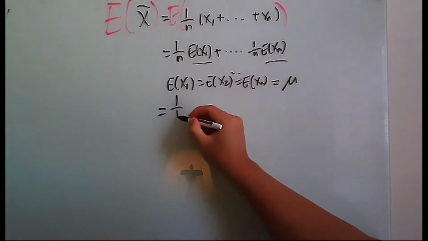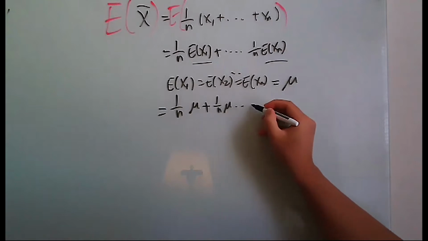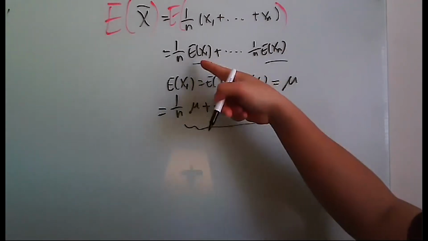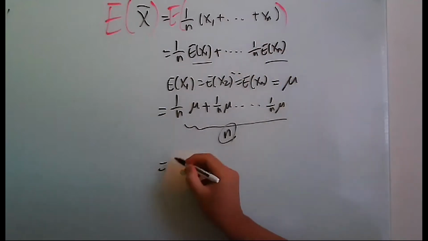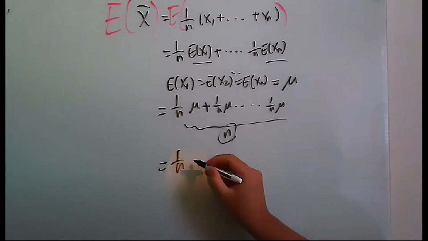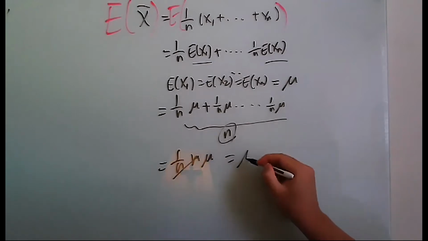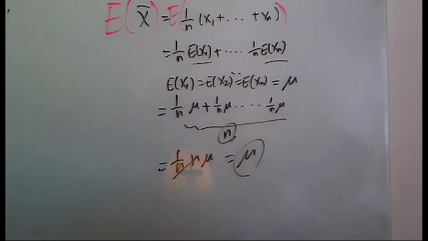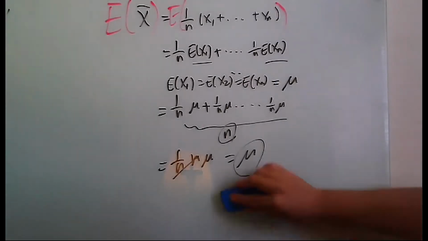It's going to be 1/n mu plus 1/n mu, plus 1/n mu. But how many mu do we have? 1 through n, so it's going to be n mu. In other words, this is 1/n times n mu, which you can cancel out, and it is equal to mu. In other words, the expected value of x bar equals mu. This is how you get this expected value. Okay, so I'm going to erase this.